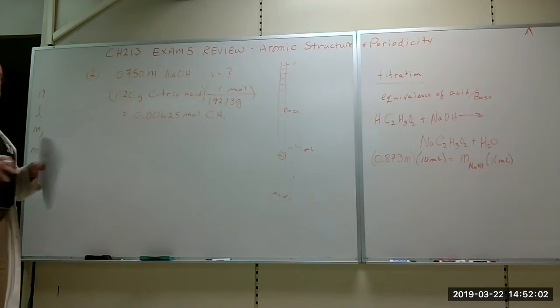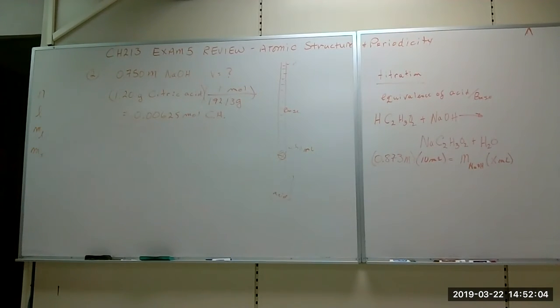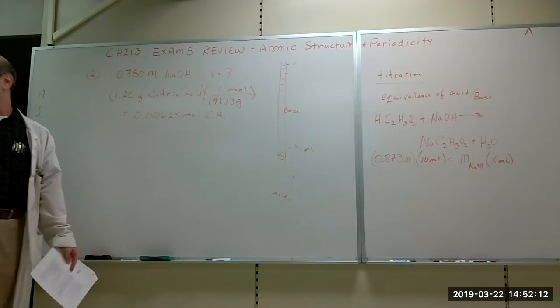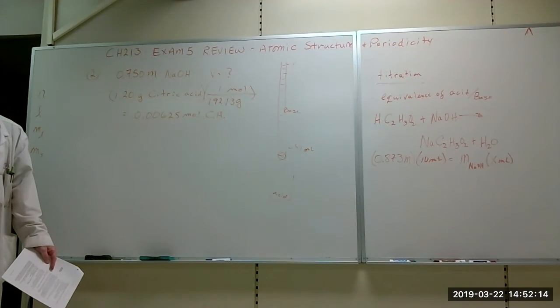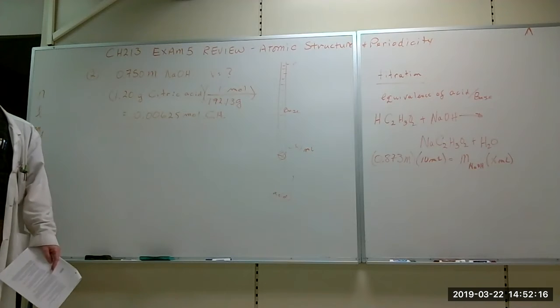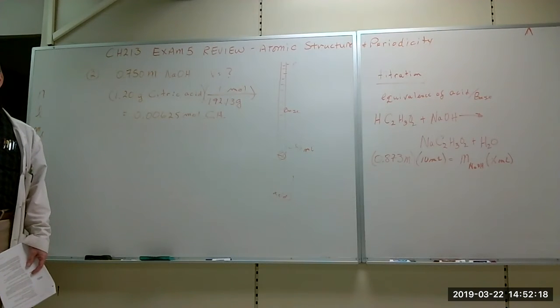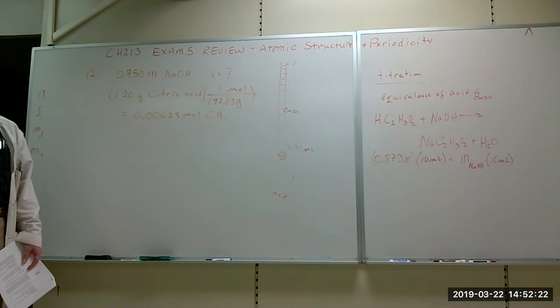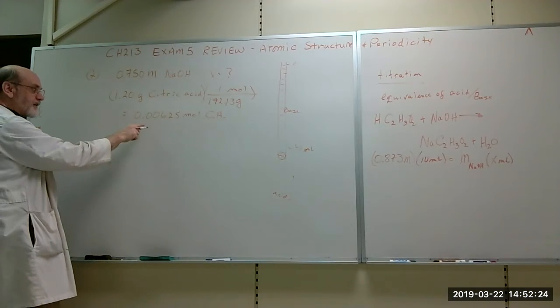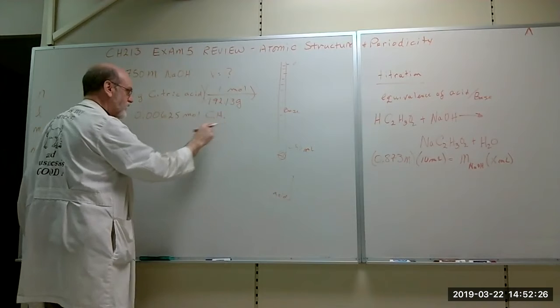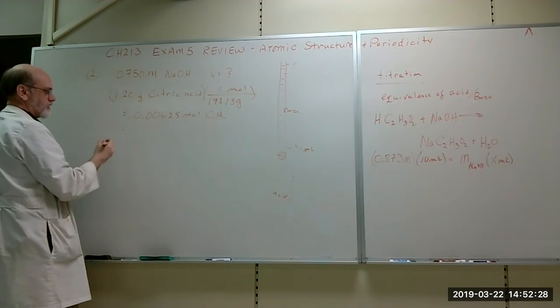Then, and you wouldn't know this unless I told you, how many protons does citric acid have available to react with that base? It's not like acetic acid that only has 1 proton. Citric acid has 3 protons. So, if this is the concentration of citric acid, what's the concentration of its protons?